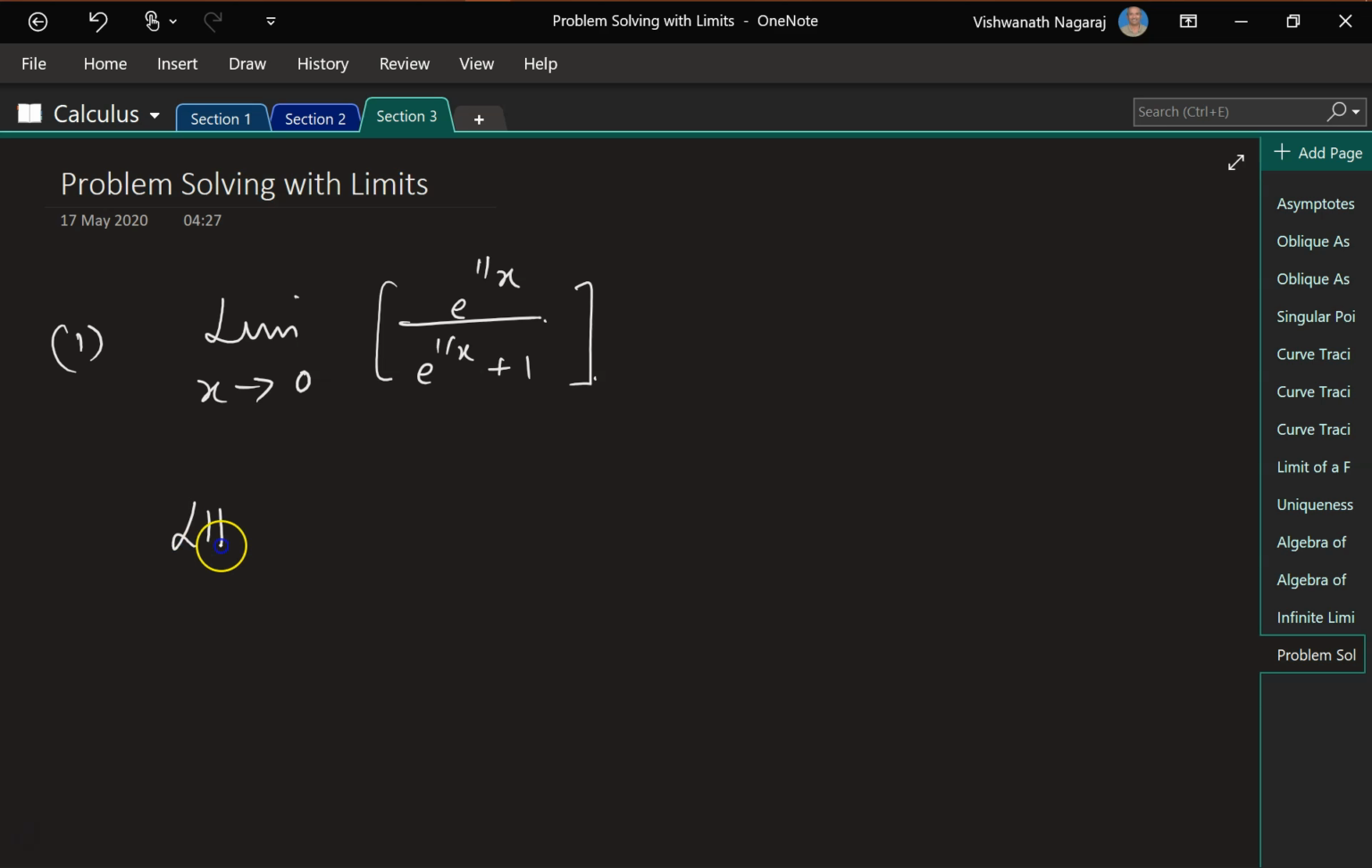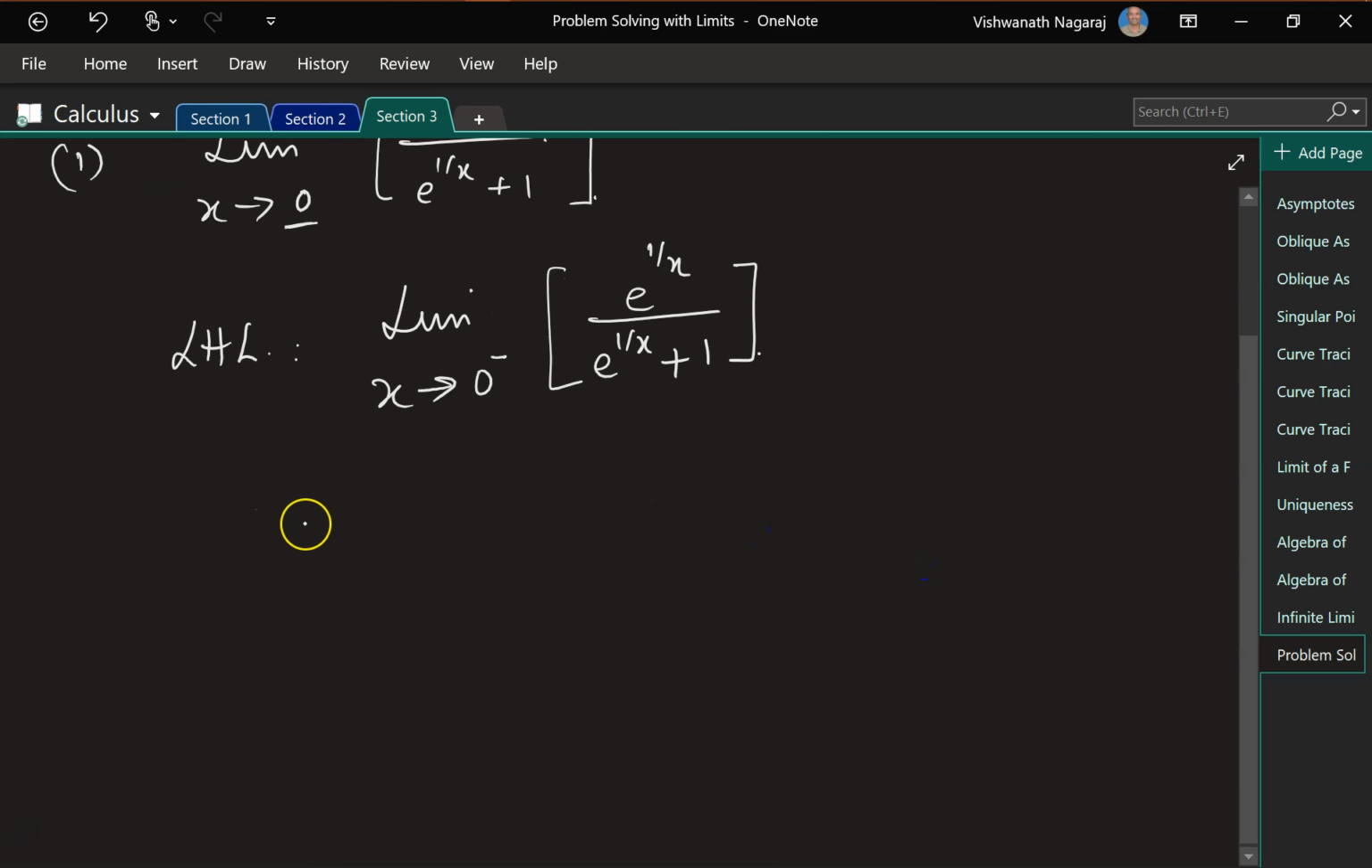Okay, so let's look at LHL. Now the simplest way of figuring it out is wherever you have x, for left hand limit, replace it with the x value that we are interested in minus h. In case of right hand limit, the value of x plus h. So have a look at this. Limit x approaches 0 from the left hand side of e to the power of 1 by x divided by e to the power of 1 by x plus 1.